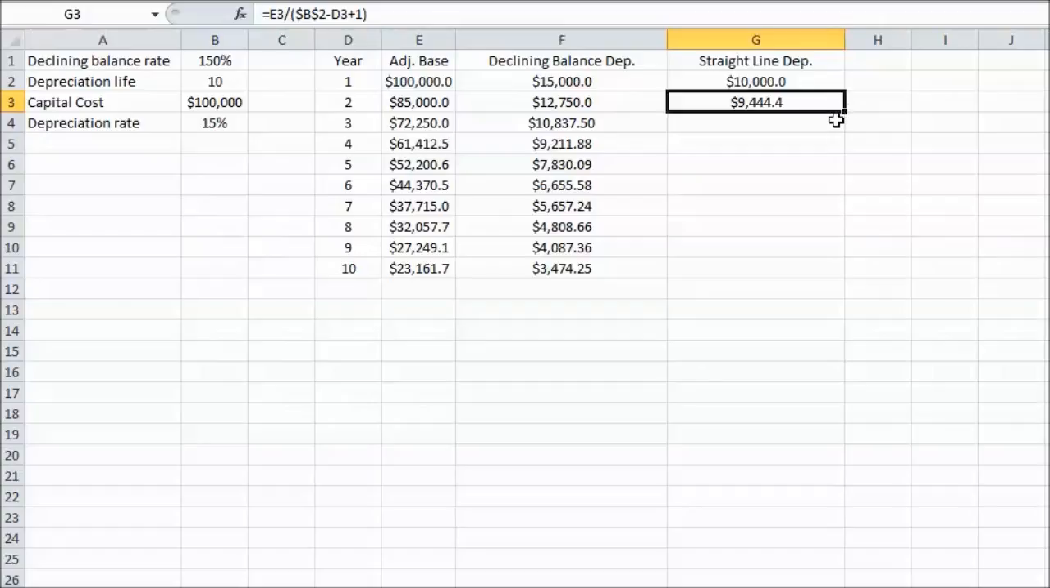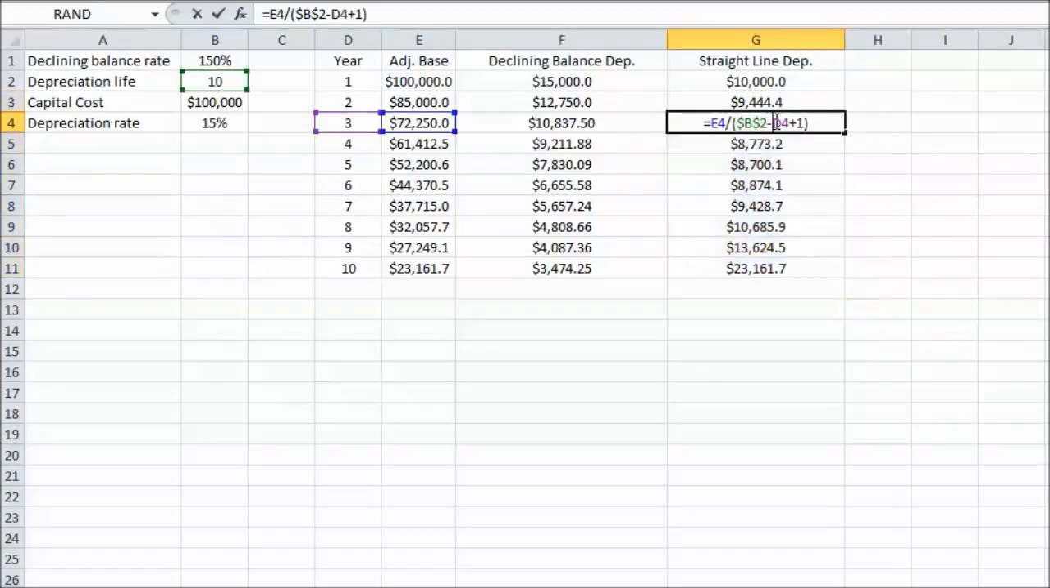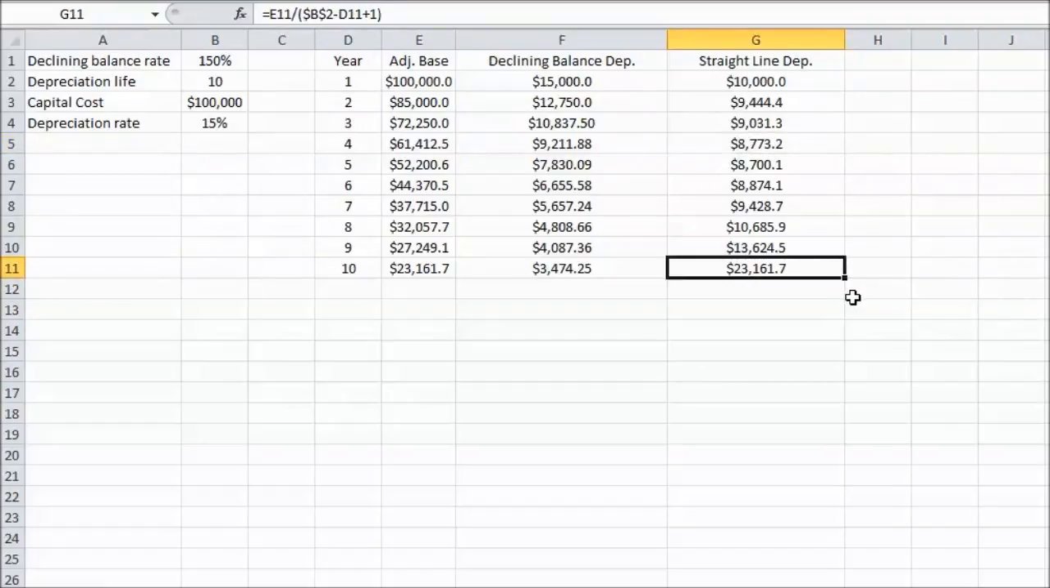And I can apply these to the other years because I use the same equation. For example, here for year 3, I use the adjusted base that I just calculated here, which is the leftover depreciable value of the asset, divided by 8 years. So I have 10 years minus 3, which is 7, plus 1, and it gives me 8, and so on to year 10.